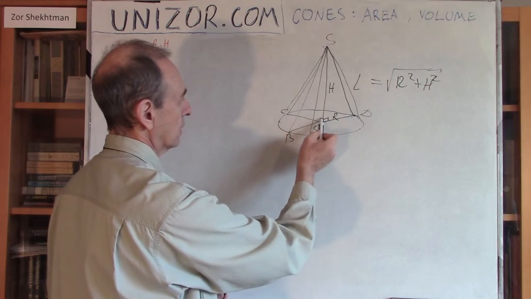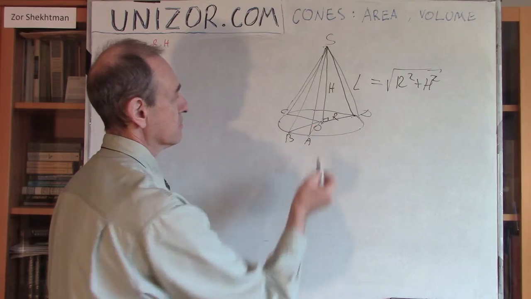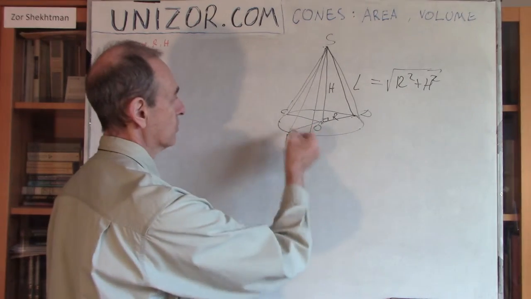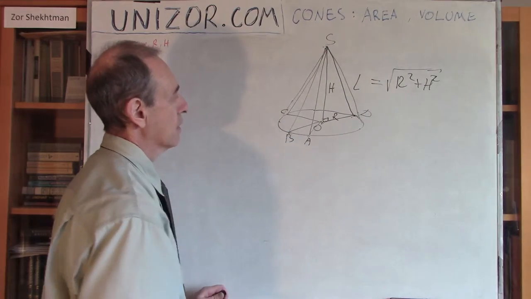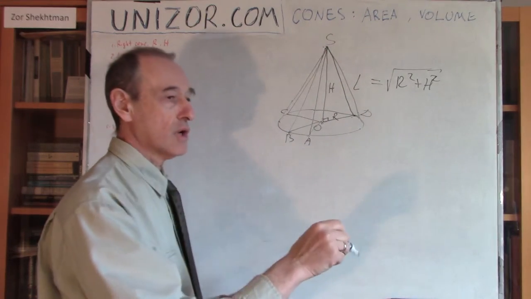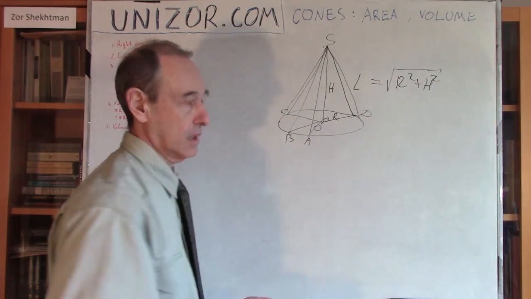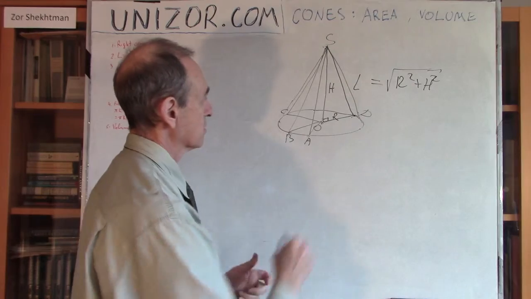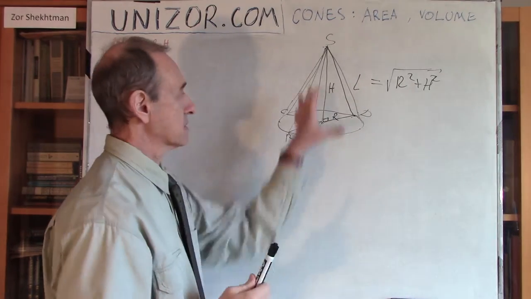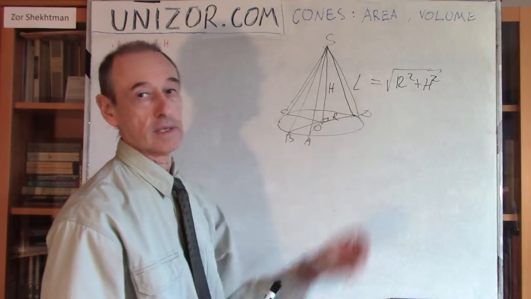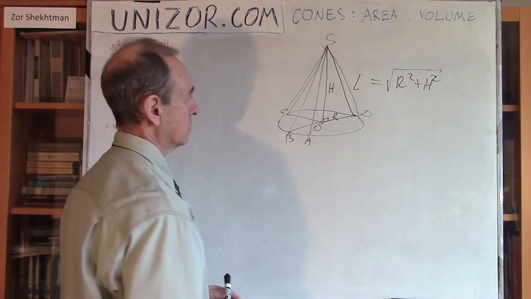They have common altitude, which is one catheter, and another catheter is the radius of a circle, which is also the same for all of these points A, B, C, and D. That's why hypotenuses are the same. So if you look at the cone along the line which connects the apex with every point on the base circle, it would be a segment of the same length, and this is the length completely defined by two main characteristics, R and H.